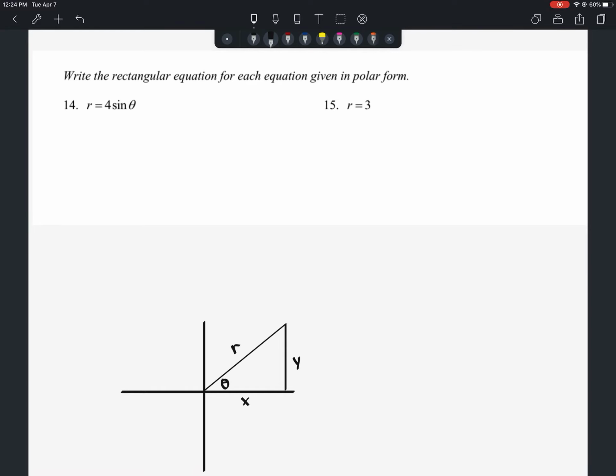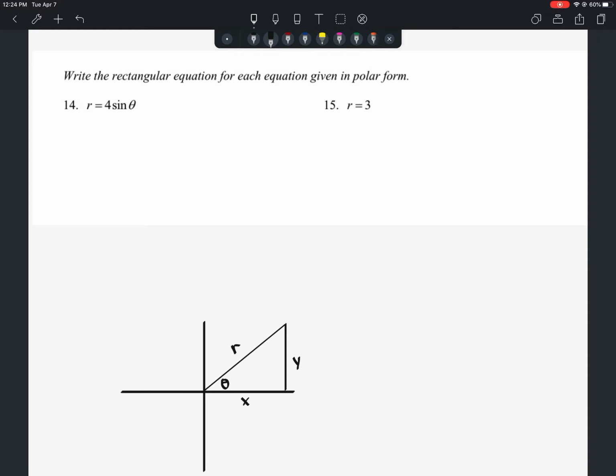This video is for numbers 14 and 15 from the Chapter 11 review. The directions state, write the rectangular equation for each equation given in polar form. So we're trying to get back to x's and y's from r's and thetas.